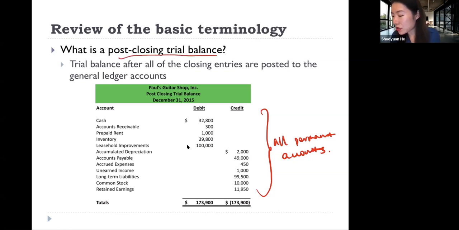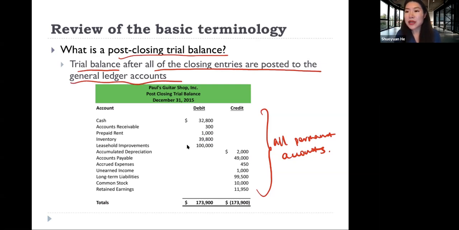So a post-closing trial balance is the trial balance after all of the closing entries are posted to the general ledger accounts. And what are closing entries? We're going to talk about it shortly, but it's basically that we close all of the temporary accounts into permanent accounts.